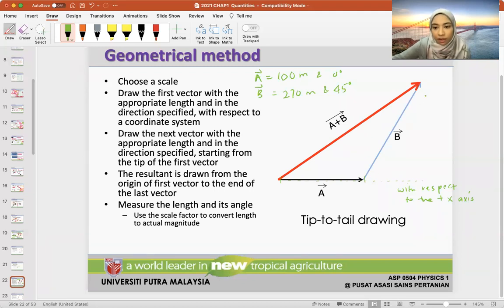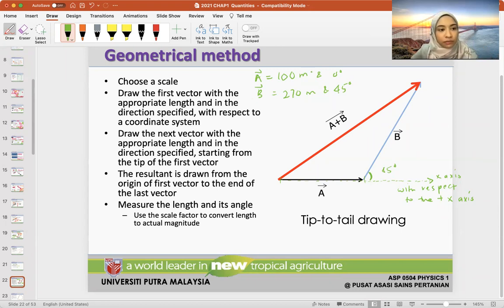And then B vector 270 meter, that's the length. And then the angle with respect to the positive x-axis. So agak-agak 45. Tapi janganlah agak-agak, soalan tu akan kasih lah. If not, kena cari. Okay, so the question gives me A vector 100 and 0 degrees, B vector 270 and 45 degrees. Next, choose a scale.